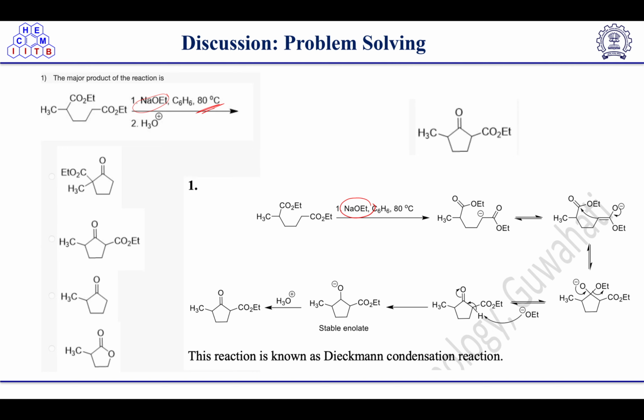Proton abstraction will take place, because here we don't have a bulky base. I already told you, you have to check the base first. Because it is a weak base, not a bulky and strong base, it will abstract the proton from the less hindered side. Okay, here.